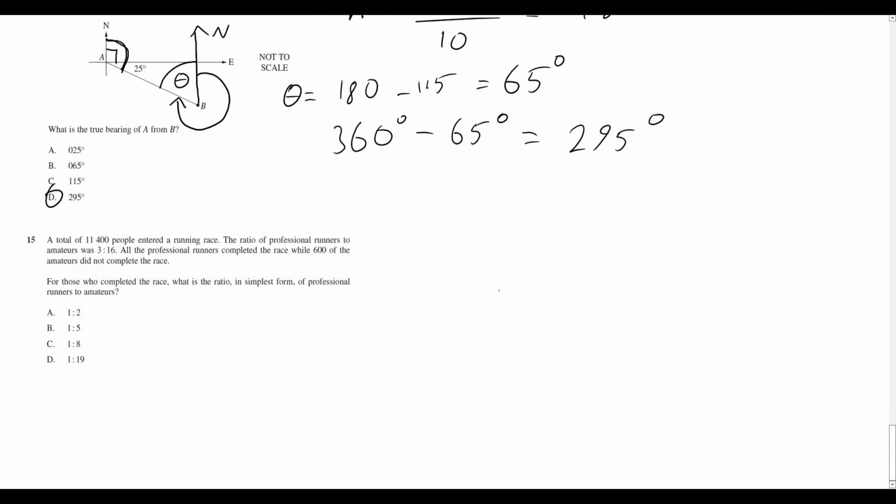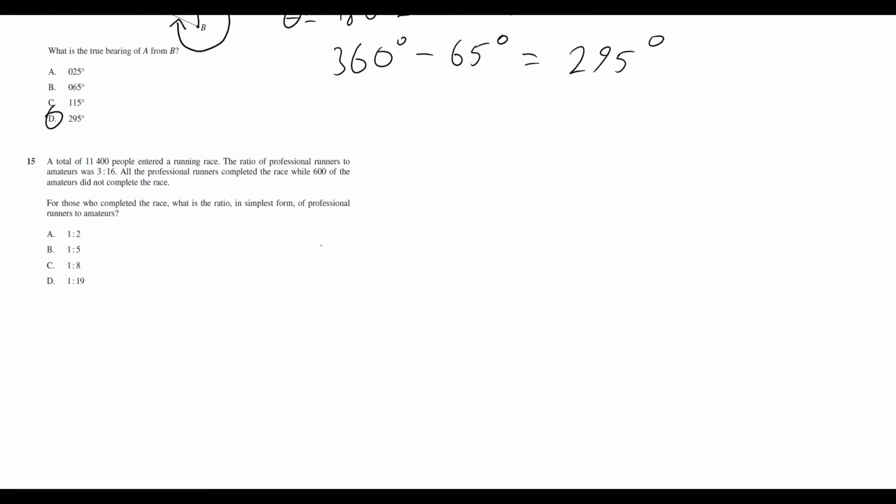All right, moving on to our last multiple choice question. So question 15. A total of 11,400 people entered a running race. The ratio of professional runners to amateurs was 3 to 16. All the professional runners completed the race while 600 of the amateurs did not complete the race. Okay, so with that information, let's see what we can get from that.